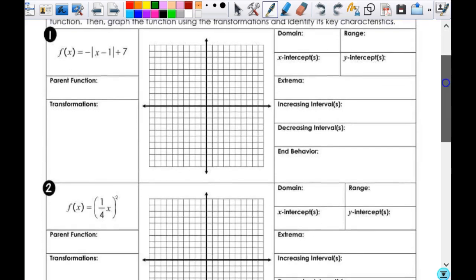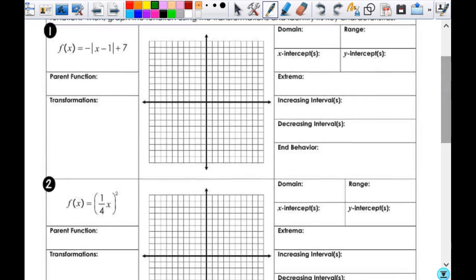As we go through this graphing, you may have done the graphing before. When you have graphed parent functions before, did you find a table of values to help you graph it? Yes or no? Yes? Okay, maybe? No? Maybe?